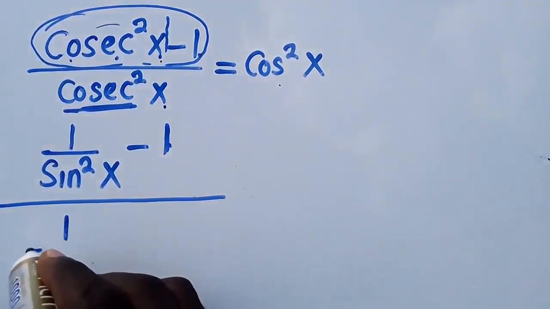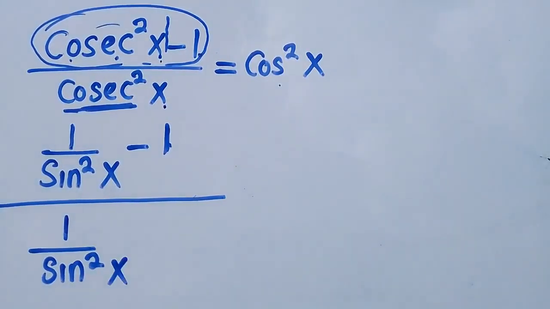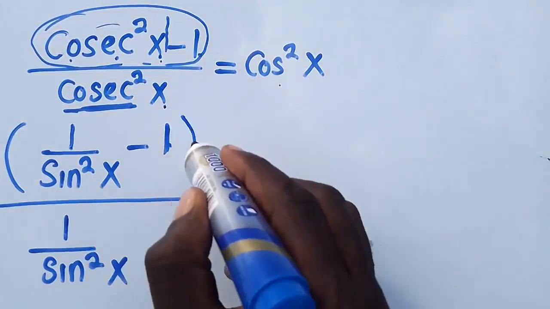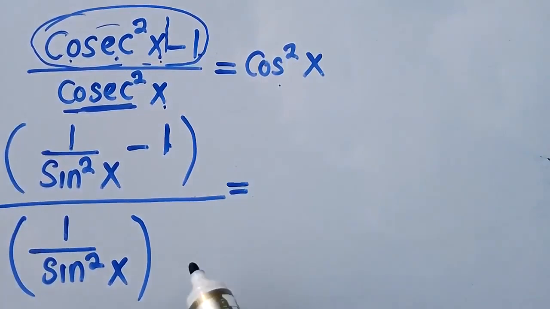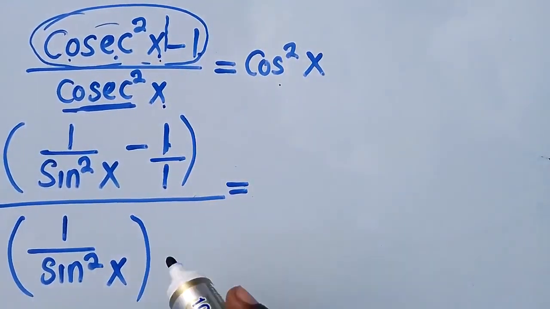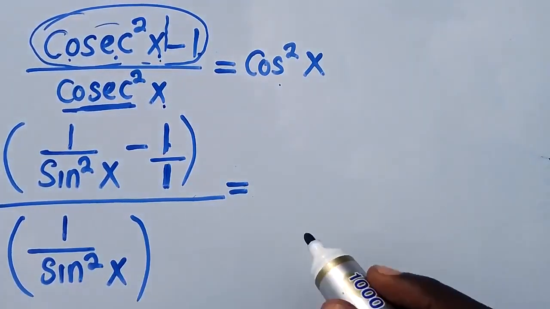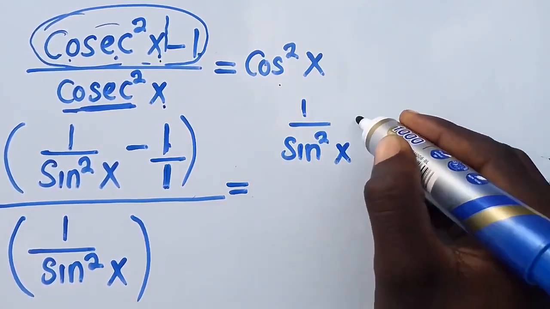1 over sine squared x. So we've got two expressions, the expression on top and the expression which is down. This is what we need to do. So I'm going to say this is equal to what now? I'm going to express these two as a single fraction. So I've got 1 over sine squared x minus 1 over 1.